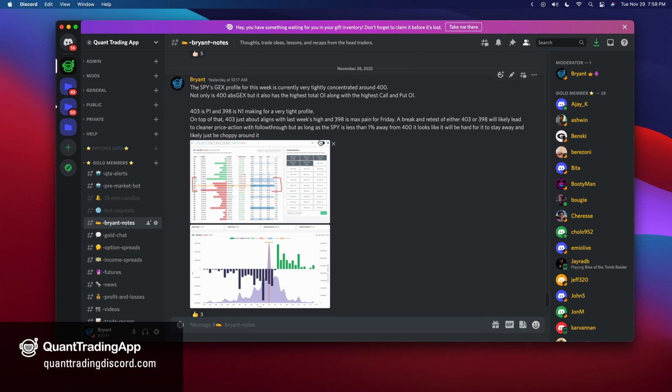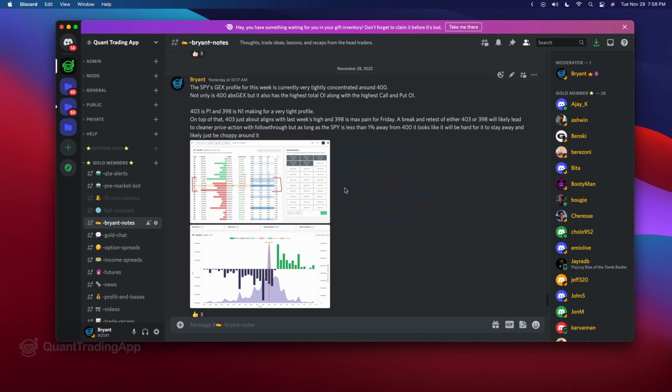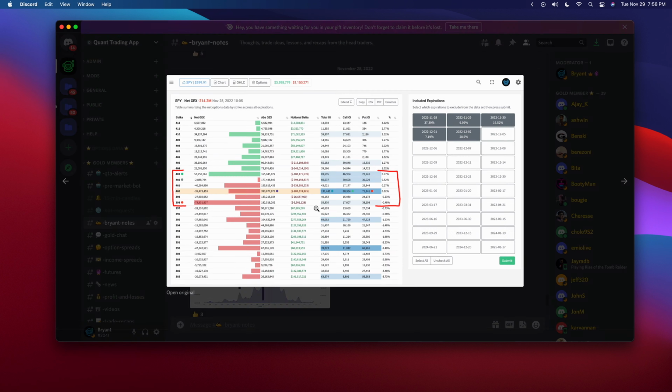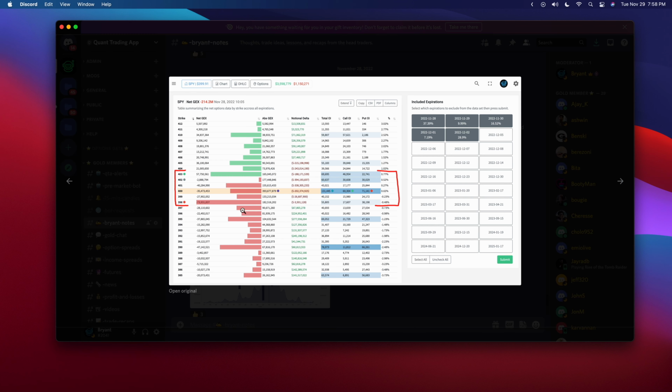Yesterday, if you guys are in QTA, within my notes I posted a few excerpts whenever I have thoughts that I think are significant or important and likely to help you formulate some sort of trades. I posted this to start the week, about 45 minutes or so after the market opened. I was outlining the way the gamma profile looked.